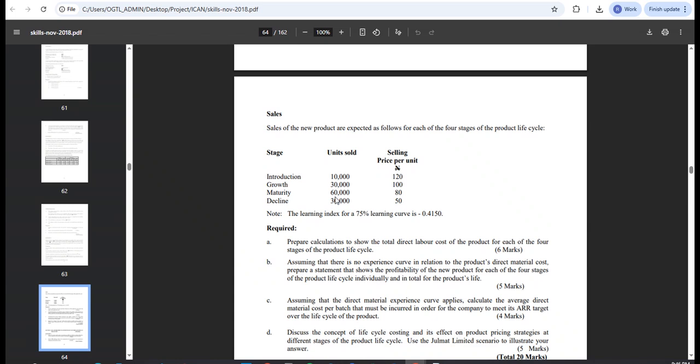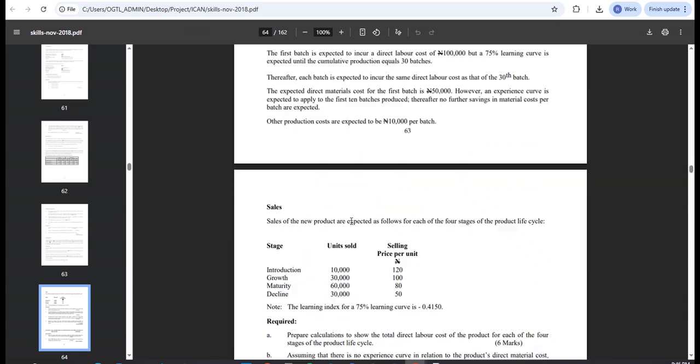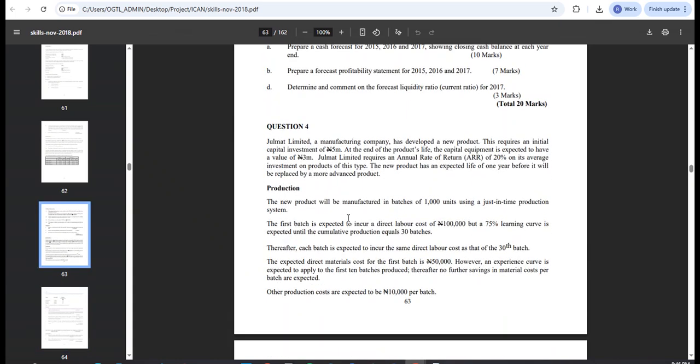Now, if you look at this question, it is not only testing learning curve. This question is testing life cycle costing. What else is this question testing? It talks about investment appraisal, ARR of investment appraisal. What else? It talks about limiting factor. It talks about JIT as well, just in time. Any other thing? I think that's basically all.